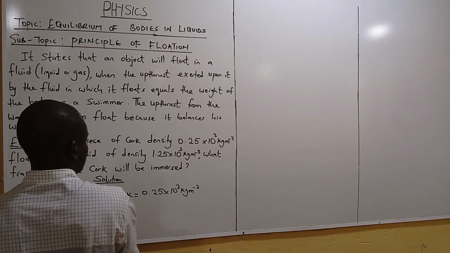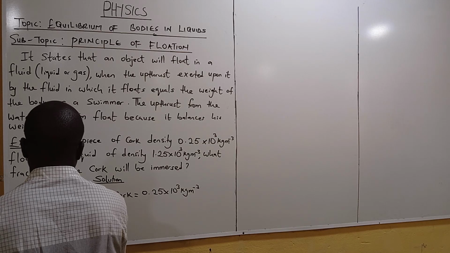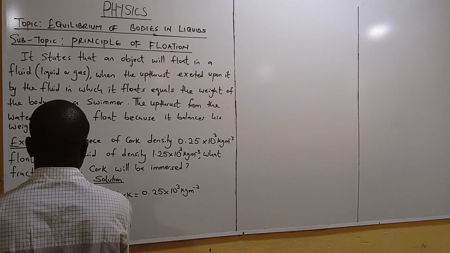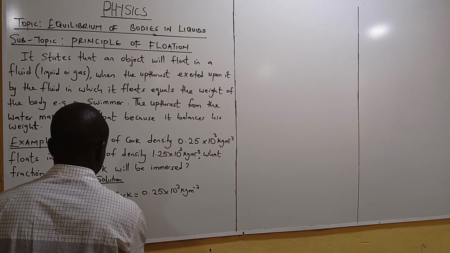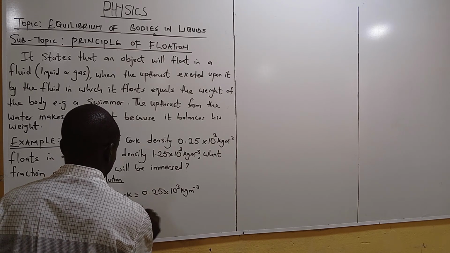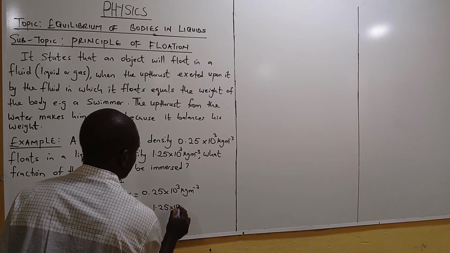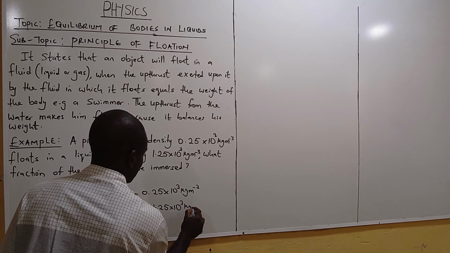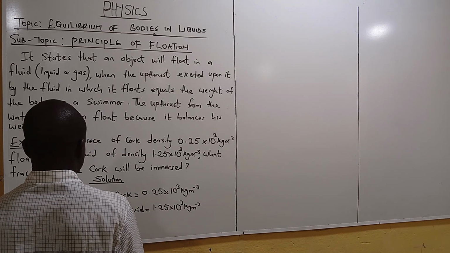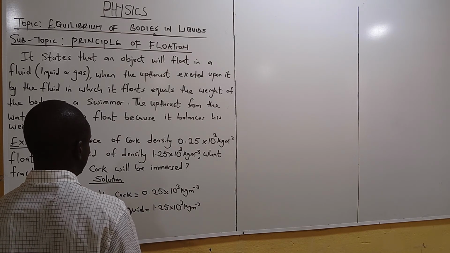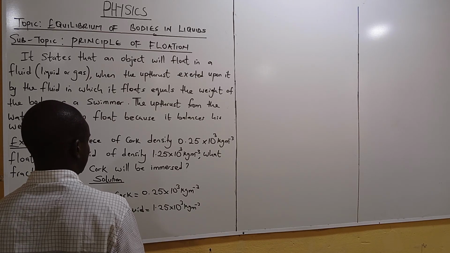And the density of the liquid equals 1.25 times 10 to the power 3 kilogram per meter cube. And we have to look for the fraction of the cork that will be submerged. What fraction of the cork will be immersed?